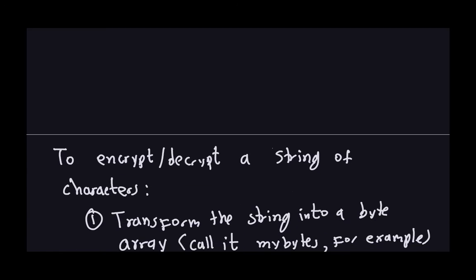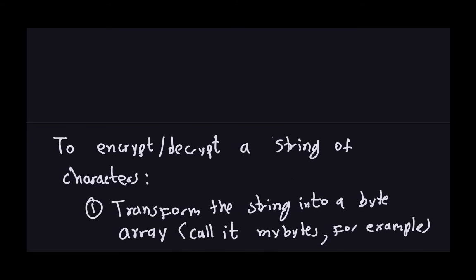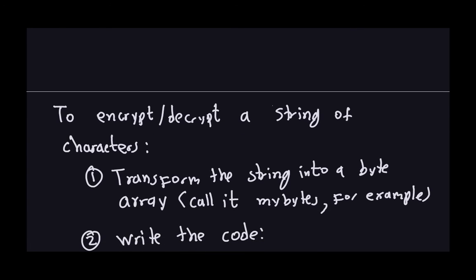So let's say, for example, as I said, we're gonna encrypt or decrypt a string of characters. The first thing you have to do is transform the string of characters into a byte array, and we already know how to do that. If you watch the previous video, the method for that is called getByte. And then, of course, you're gonna name it something.